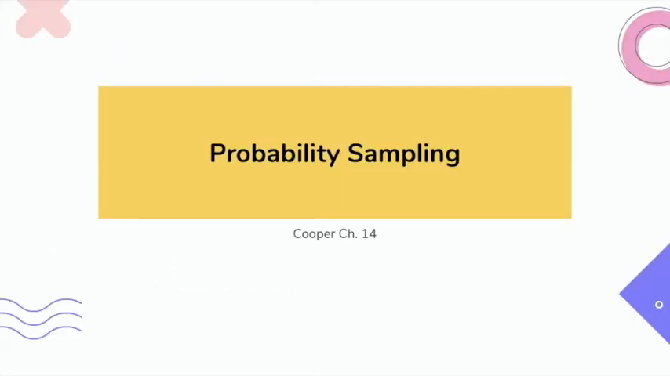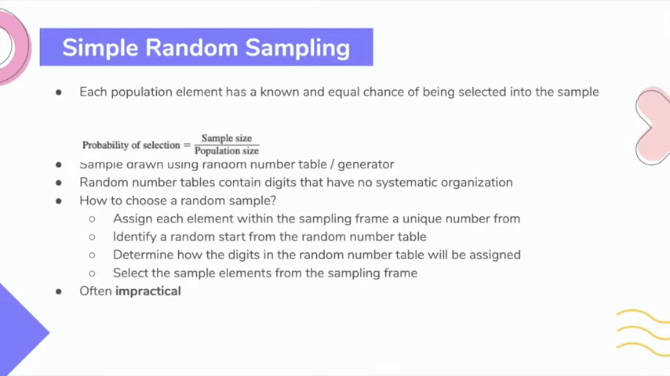Next, we are going to talk about the probability sampling approach. The first approach is simple random sampling. It is considered a special case in which each population element has a known and equal chance of being selected into the sample.